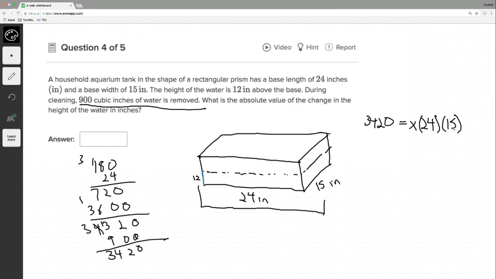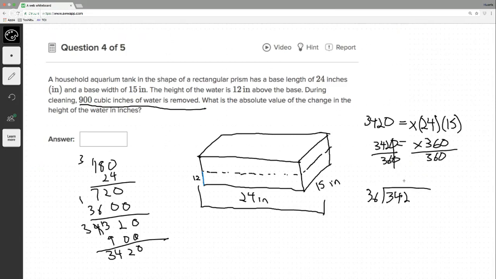Okay. So now let's do this multiplication. I'm going to try and do it in my head. So 240 plus 120 is 360. Did I do that right? 240 plus 120 is 360. Yeah, so 360x equals 3420. So x is our height. If we divide by 360, we're going to get the height of the new volume of 3420. Then eventually we'll get the difference. So 3420 divided by 360, and this can just be 342 divided by 36.